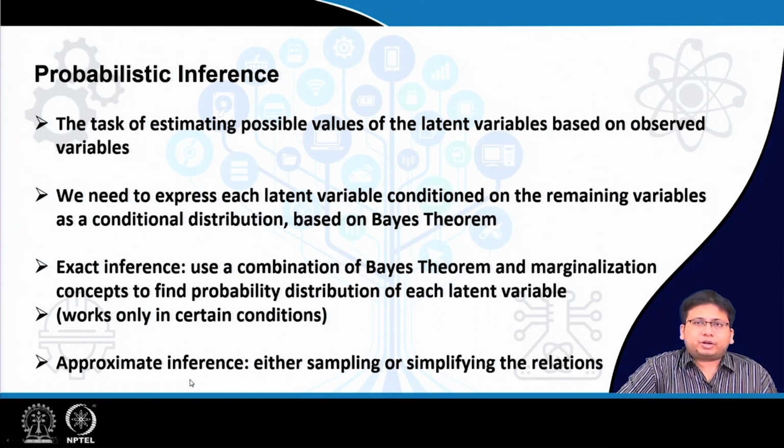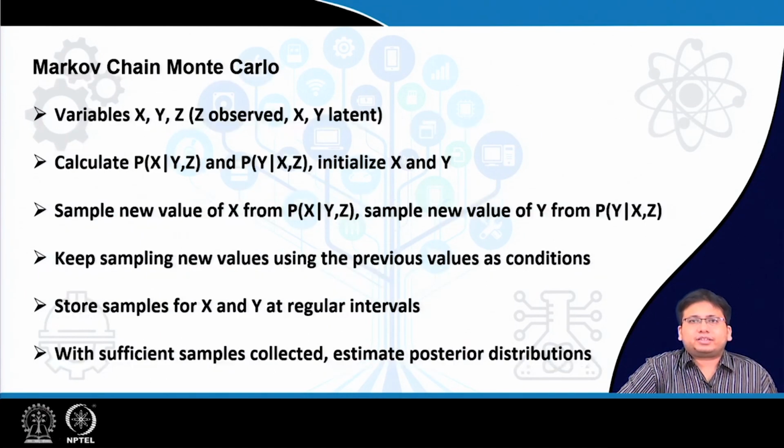Now, this kind of exact inference can work only in certain conditions, if the graphical model satisfies some nice properties. In general that will not happen. So, we go for approximate inference, either by sampling or by simplifying the relations. So, there are two approaches. One is the sampling approach, that is called the Markov chain Monte Carlo approach.